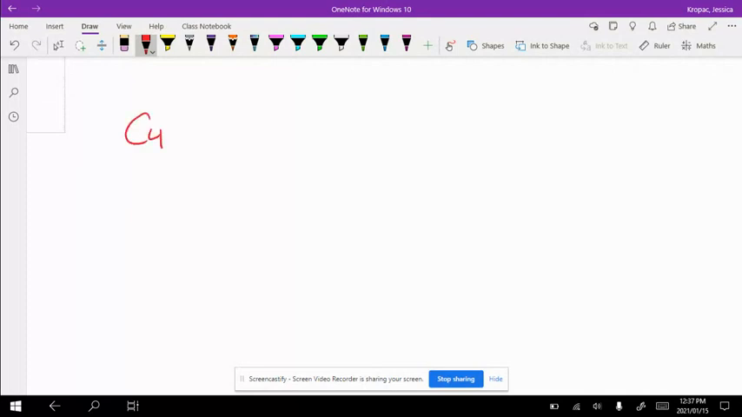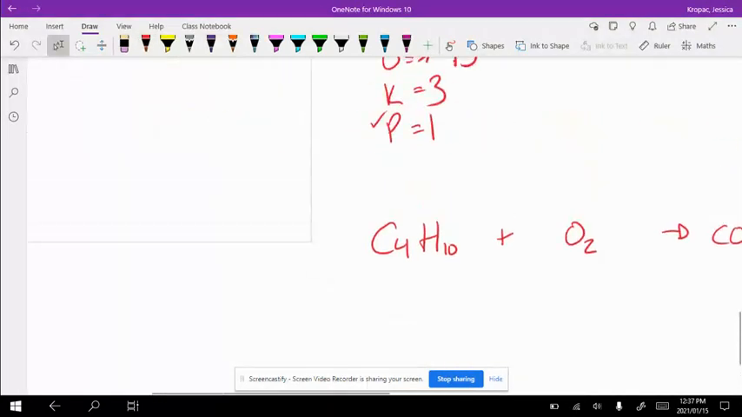While you're working on that, I'm going to go ahead and copy out my formula here. I'm going to give myself some more space. So we're balancing butane, oxygen, carbon dioxide, H2O.